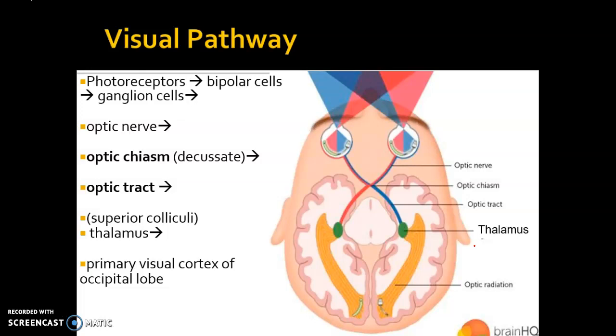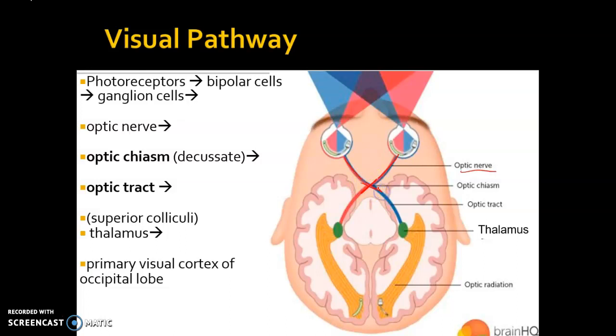Looking at the visual pathway. Light rays hit the photoreceptor cells and trigger them. Information then goes from the photoreceptor cells to the bipolar cells. From bipolar cells, information goes to the ganglion cells. The axons of the ganglion cells come together to form the optic nerve. The optic nerve comes out of each eyeball and it crosses, as you see here. So these are the two cranial nerves, right? Optic nerve. The optic nerve crosses at this point.